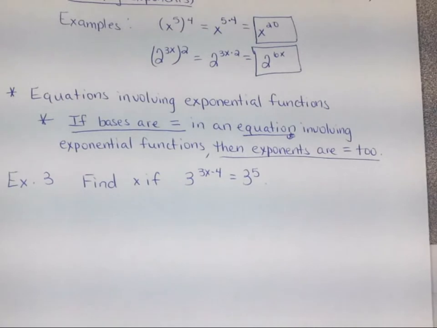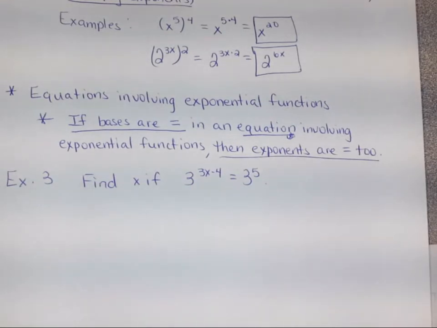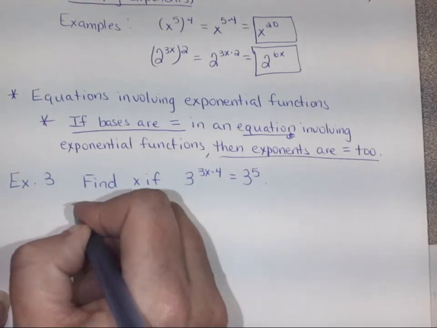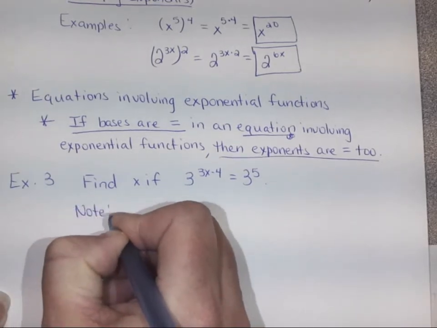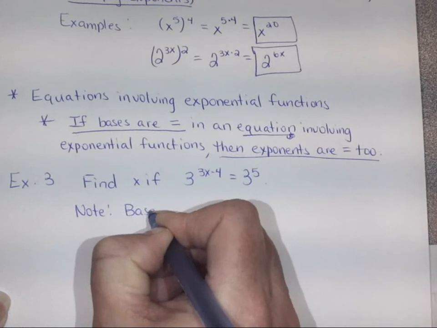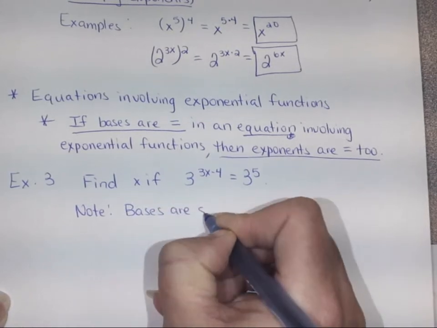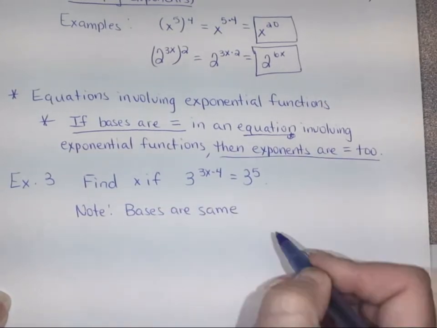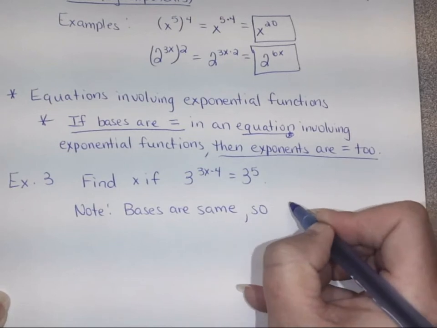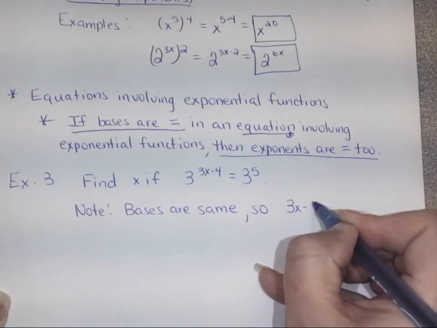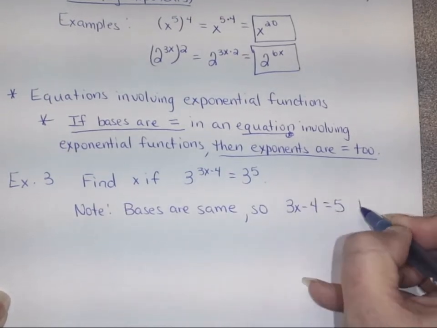So let's say that I ask you to find x if we know that 3 to the 3x minus 4 power is the same as 3 to the 5 power. Okay, so note that the bases are the same. So if we know the bases are the same and we have two sides of the equal sign, what else do we know? We know that 3x minus 4 has to equal 5 also.